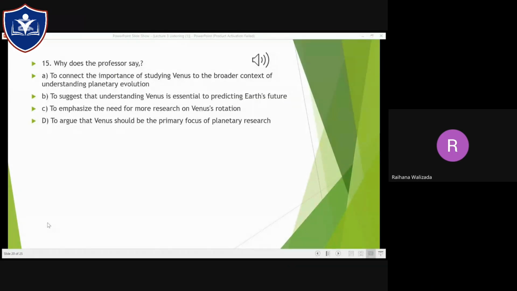That was it. Now the question is this. Why does the professor say that? A, to connect the importance of studying Venus to the broader context of understanding planetary evolution. B, to suggest that understanding Venus is essential to predicting Earth's future. C, to emphasize the need for more research on Venus's rotation. D, to argue that Venus should be the primary focus of planetary research.